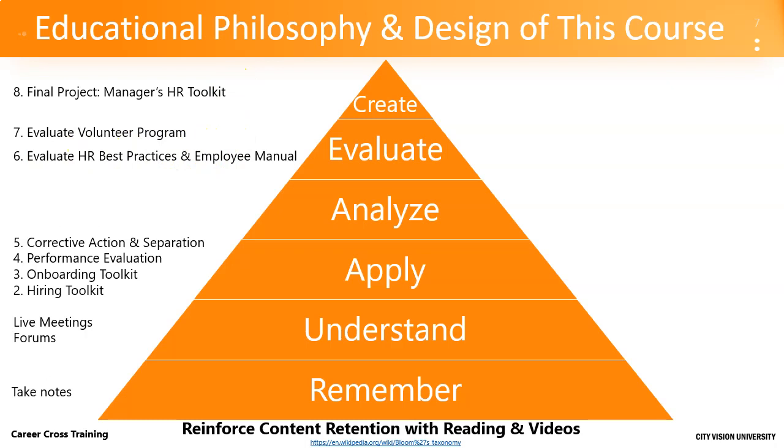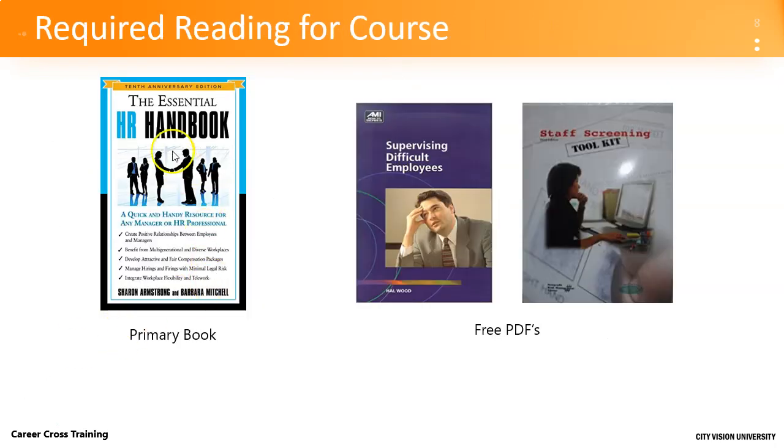So we only have one required book that you need to buy, which is the Essential HR Handbook. It's a fairly short book, but there's a lot of other materials. We make up for it by providing you a lot of other materials. So we do have 2 other free books that you're using in this course. So the Staff Screening Toolkit and the Supervising Difficult Employees.